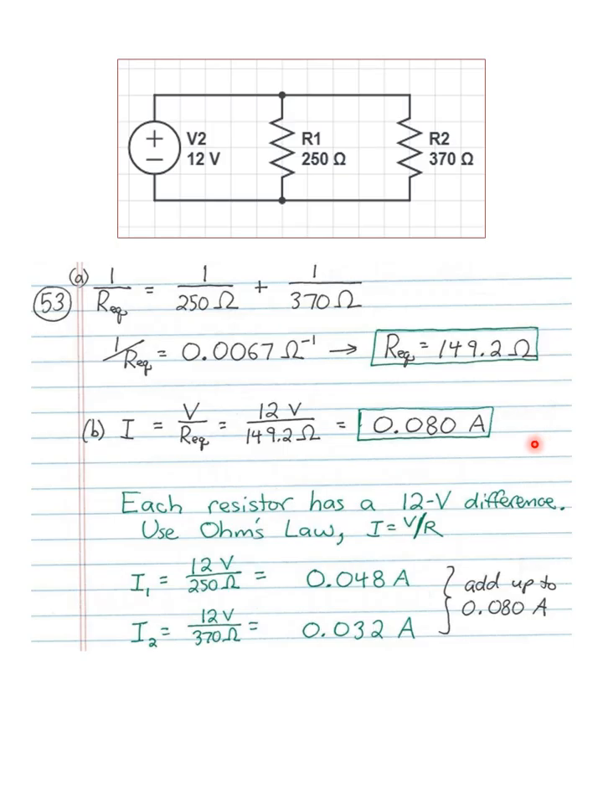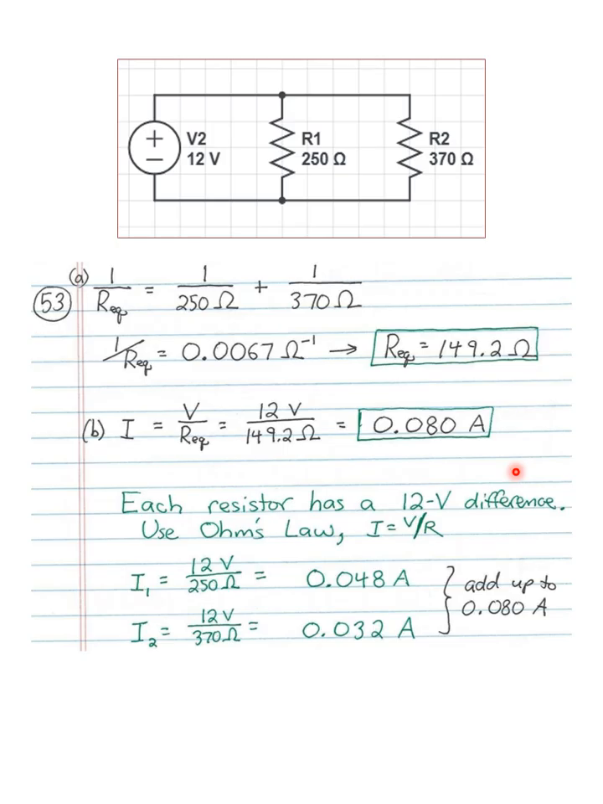Now, when that 0.080 amperes gets to this node, it's going to split up. Most of it is going to go through the resistor with the lesser resistance, this 250 ohms. But let's see how that breaks up. Each resistor has a 12 volt difference. That actually is a characteristic of resistors that are in parallel. They have the same voltage, so 12 volts.